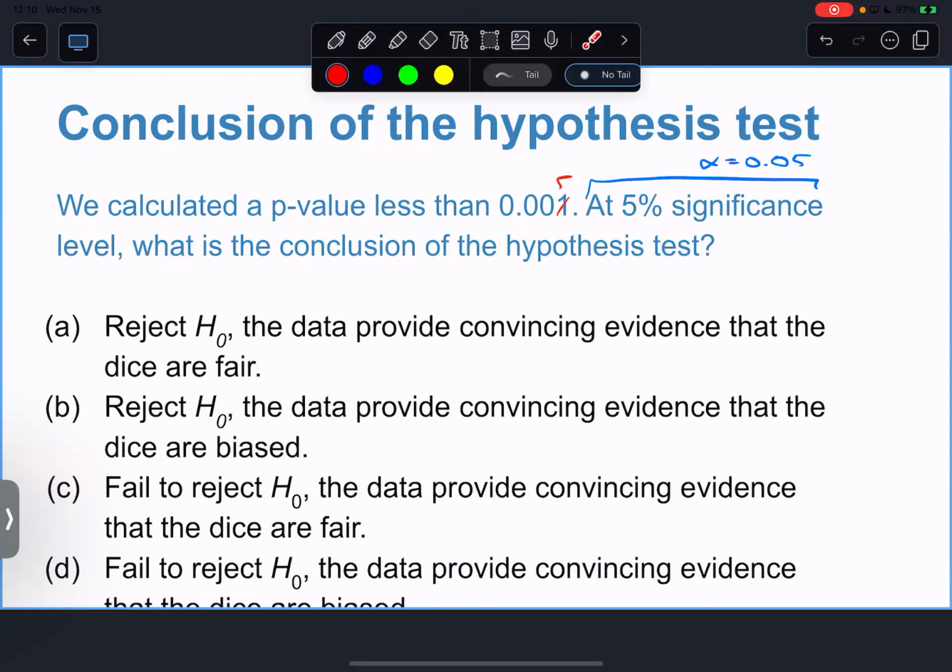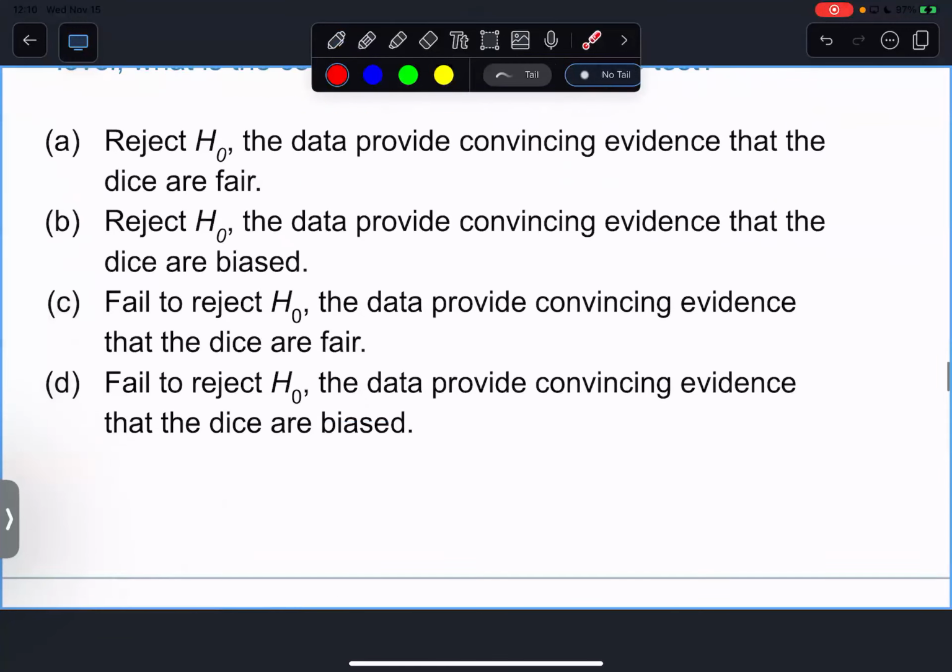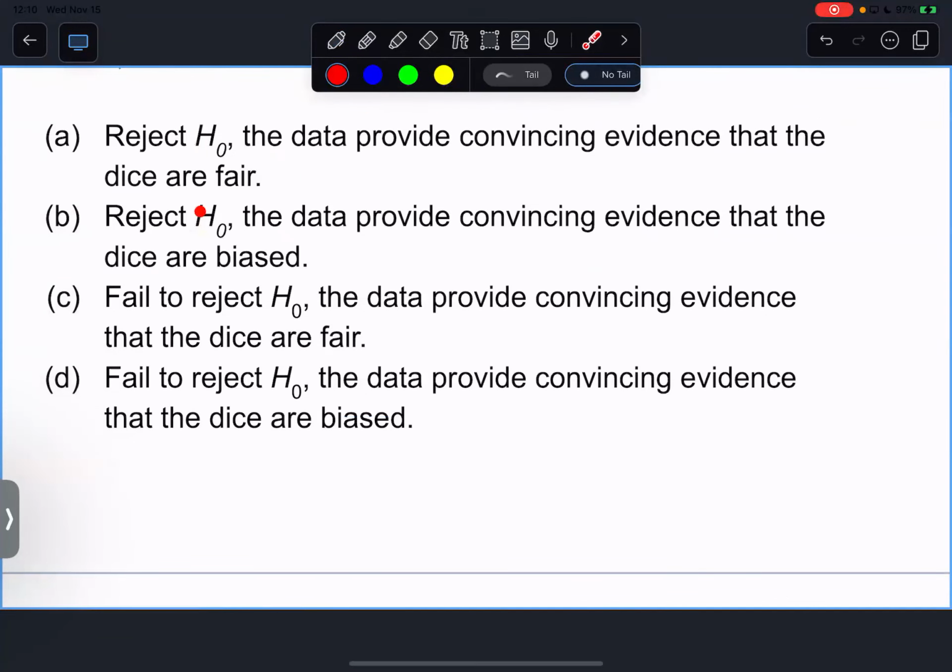What's the conclusion of the hypothesis test? We already decided that we're going to reject H naught, which leaves us with A or B to choose from. Reject H naught, the data provide convincing evidence that the dice are fair. Well, that's not true because we found that there were inconsistencies. And so we're going to reject H naught, the data provide convincing evidence that the dice are biased, or some version of that.